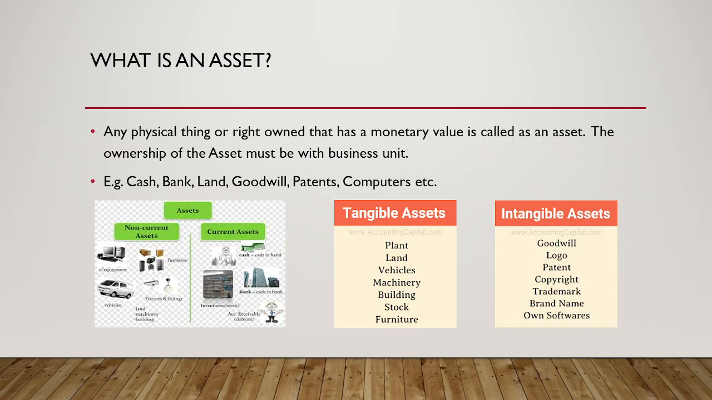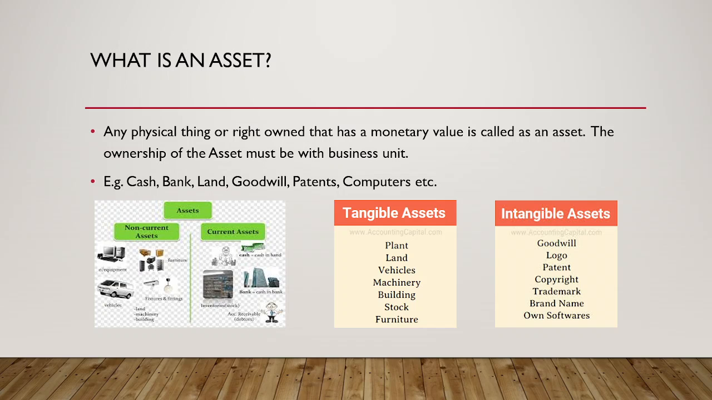The ownership of the asset must be with the business. Example: cash, bank, land, goodwill, patents, computers, etc. So, cash in the bank is an asset. A land purchase is also an asset. Now, what is goodwill and patents? Okay, first let us try to understand different types of assets.